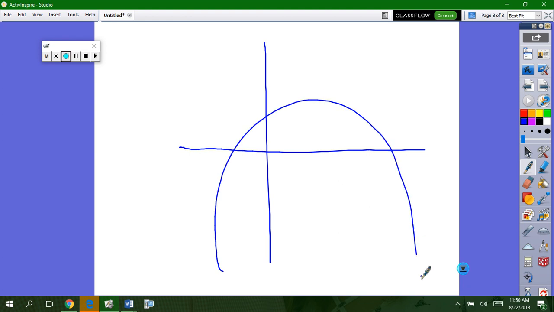How many solutions? 2. Cross the x-axis.